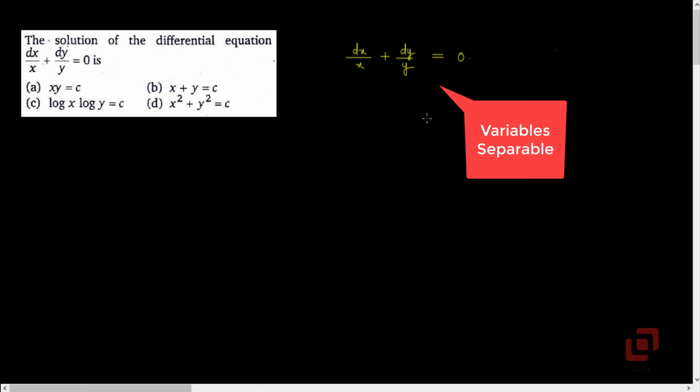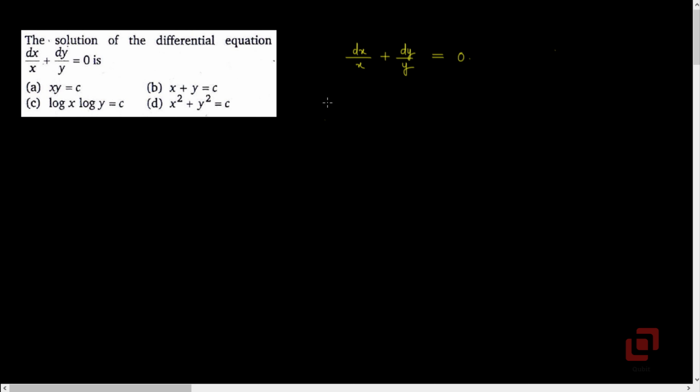Let us start by writing down the differential equation, which is dx by x plus dy by y equal to 0. Clearly this is of the type variables separable, as you can see the terms containing x here and the terms containing y there. So if we now integrate both the terms with respect to x and y respectively, we will get log of x plus log of y equal to some constant c, and this is the general solution.